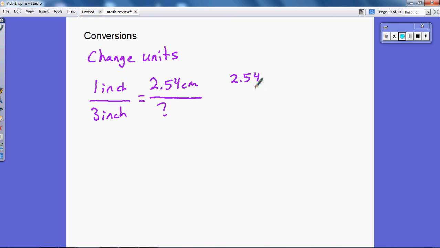Not having a calculator, we'll just run it out. 2.54 times 3, doing the cross multiplication. 12, carry the 1, 15, 16, carry the 1, 6, 7, 1, 2 decimal places, and we find that 3 inches is equal to 7.62 centimeters. A conversion factor is a ratio. We can use it to do conversions.